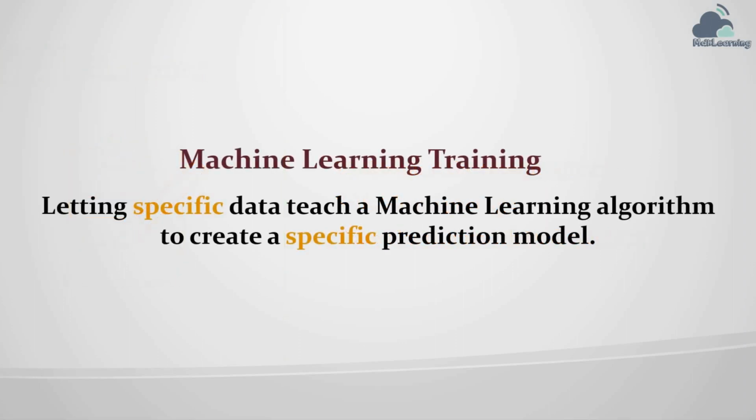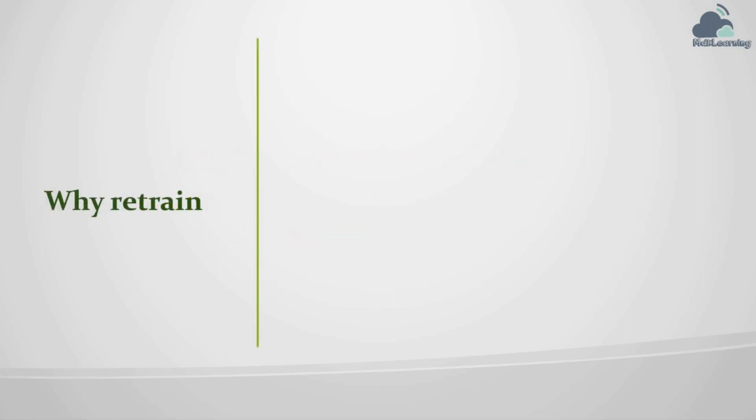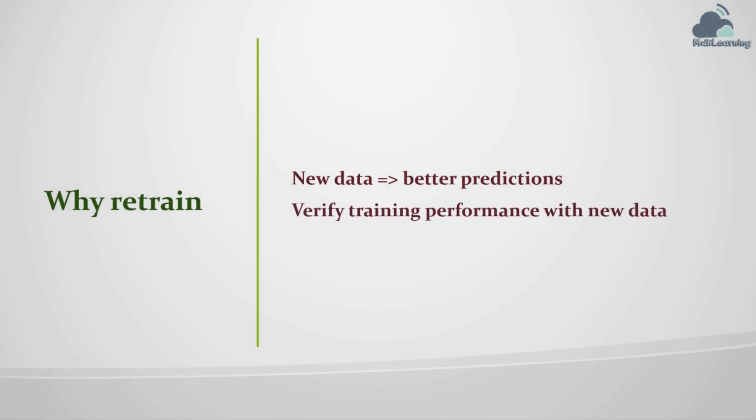A good definition of machine learning training is letting specific data teach a machine learning algorithm to create a specific prediction model. Notice the use of the term specific. Data drives the training, and if the data changes over time or new data is used, in many cases we need to retrain. Retraining will ensure that our model can take advantage of the new data to make better predictions, and also verify the algorithms can still create a high-performance model with the new data. Now let's dive deeper into the machine learning training process.